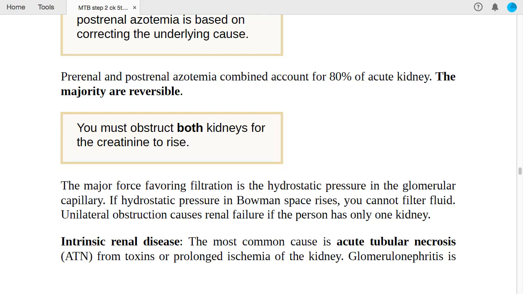It means there is pathology, there is something wrong, there is increased blood urea nitrogen and creatinine because of pathology inside the kidneys. And what are the causes that actually lead to this pathology? Those may be toxins and those may be because of prolonged ischemia.